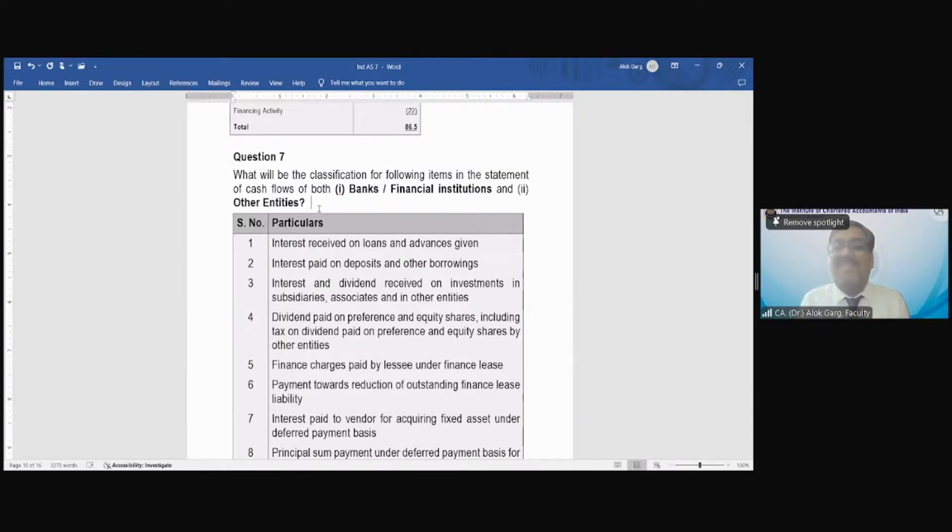the basic essence. Interest paid is on the money which you have taken as a liability, right? And this is part and parcel of the bank and financial institution.